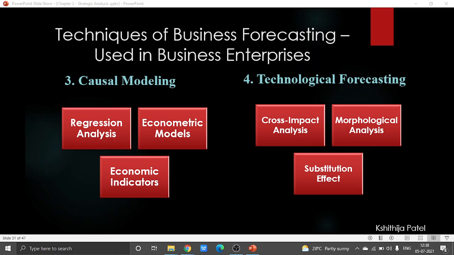Now, to talk in terms of reality, some technological advancements, such as computers, word processing, lasers and space technology, have greatly affected the way of doing business. So, other than these mathematical models or qualitative models, however important they are, technological forecasting is also equally important.